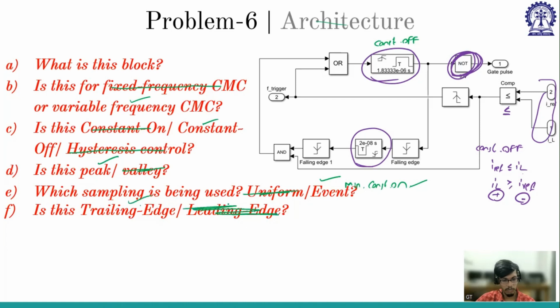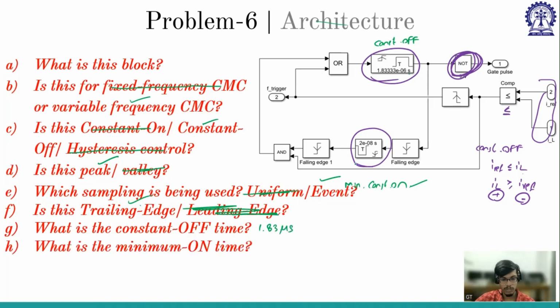Now I have one important question. What is the constant off time? So this is the constant off time. Constant off time is 1.83 microseconds. And what is the minimum on time? This is the minimum on time. It is 20 nanoseconds. 20 into 10 to the power minus 9 is 2 into 10 to the power minus 8.